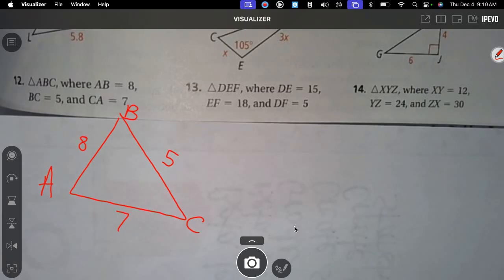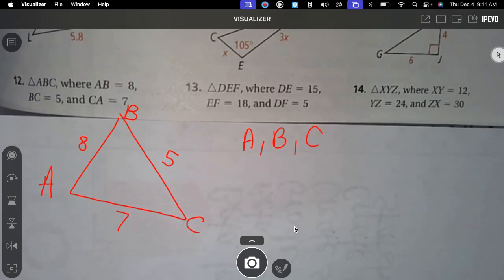So what's the smallest angle? A. A goes with 5. And then what's the next smallest angle? B goes with 7. And then what? C goes with 8. Are we understanding this? All you're learning is the angle and the side across from it go together. I think we have 2 days on this lesson, so I don't want to get too far ahead.